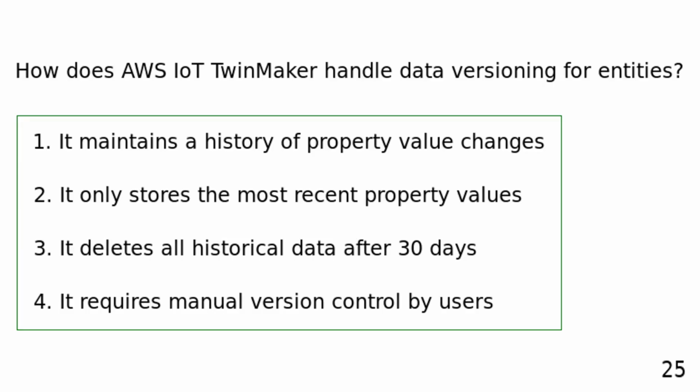How does AWS IoT TwinMaker handle data versioning for entities? It maintains a history of property value changes. It only stores the most recent property values. It deletes all historical data after 30 days. It requires manual version control by users.